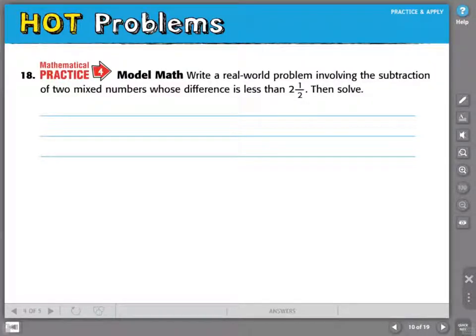Here is the S portion of your whisk. I really want you to take this opportunity to try and create a real world problem. That means a word problem that would represent a situation you could find in real life that involves the subtraction of two mixed numbers whose difference is less than 2.5. Then solve. This is a pretty tricky problem, but I'd like you to take a stab at it. See what you can come up with.